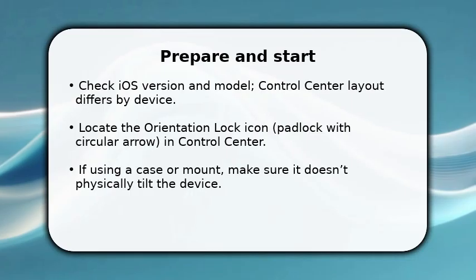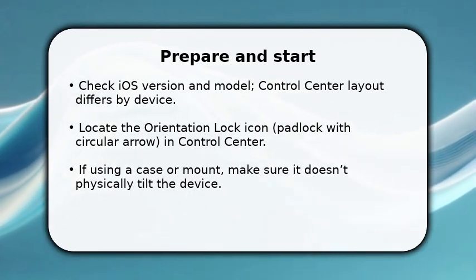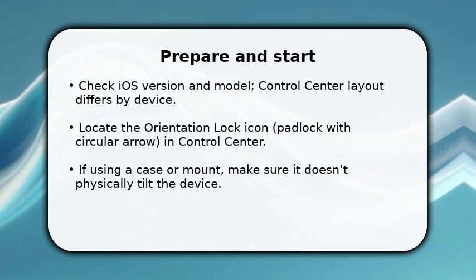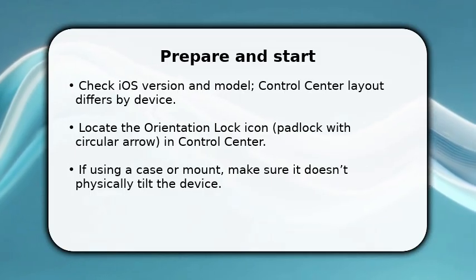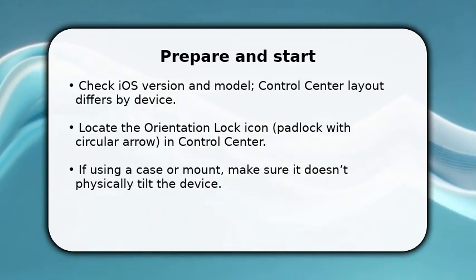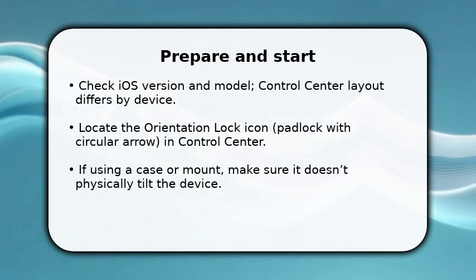You'll start by confirming prerequisites, an updated iPhone and unlocked screen. Swipe down or up to open Control Center depending on your model. Look for the padlock icon with a circular arrow, that is orientation lock. Tap it once to lock portrait. Once done, the padlock appears in the status bar.